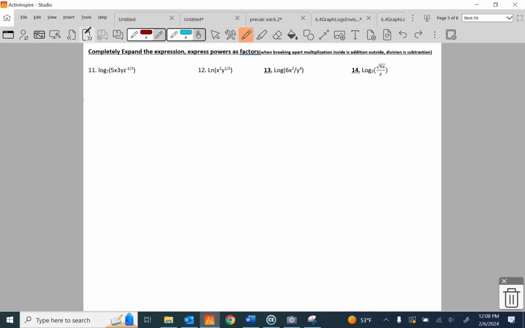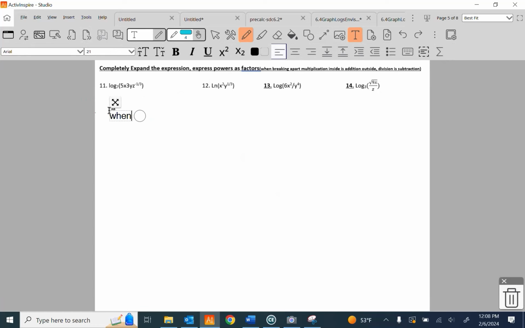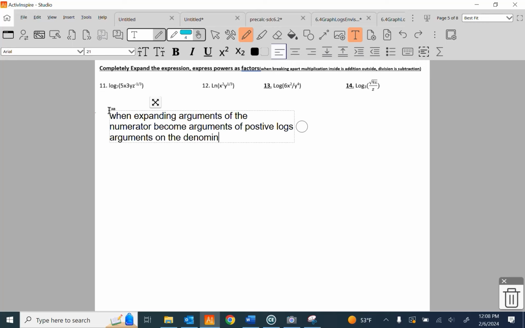It's an expansion. And we're going to kind of follow these same ideas that we did on the condensing. So when expanding, arguments of the numerator become arguments of positive logs, and arguments of the denominator become negative logs. I cannot give you any better, clearer instruction than those words.